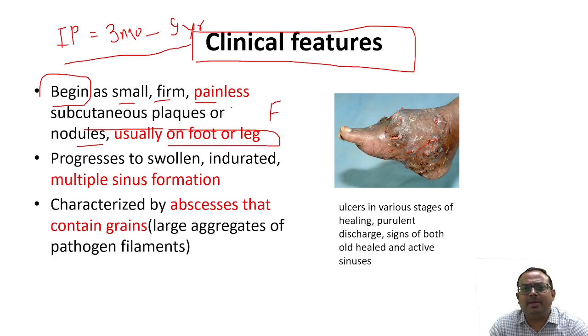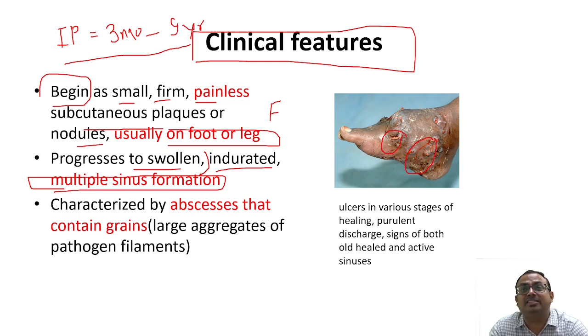So at the beginning, it is a painless subcutaneous plaque or nodule, which during the course of illness progresses to a swollen condition with induration, which is hardening, with multiple discharging sinuses. You can see here there are multiple discharging sinuses. The sinuses are at different stages of healing. Some of them can be healed, some of them are still healing, and there may be induration present.